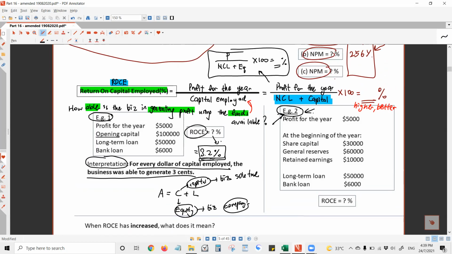So you try the next one, example two, see what you get for the ROCE. 3.2. Same amount, yeah. Because I created this example myself, I made it the same. So 3.2%. Okay, well done. So once again, this amount itself is meaningless. We have to compare with the previous year's ROCE or the later year's ROCE for it to be meaningful.